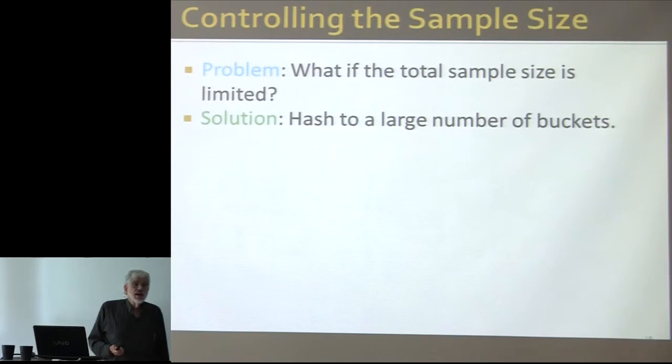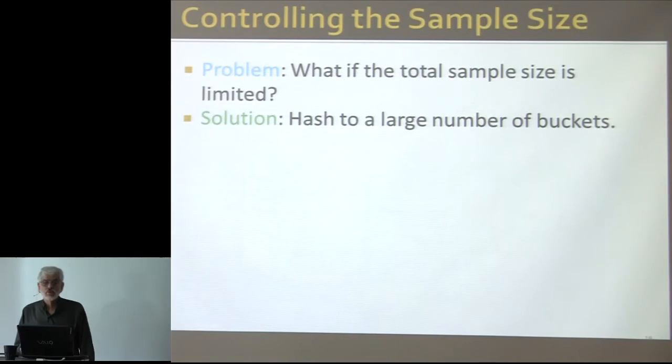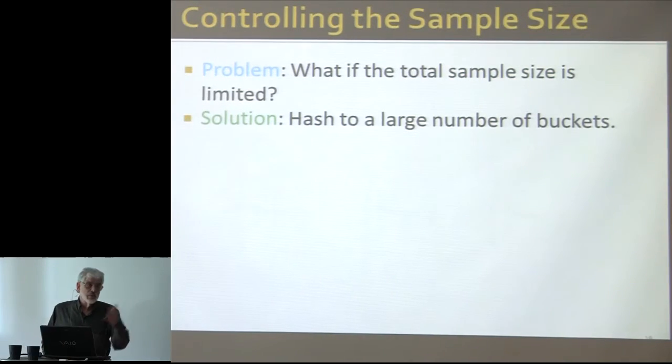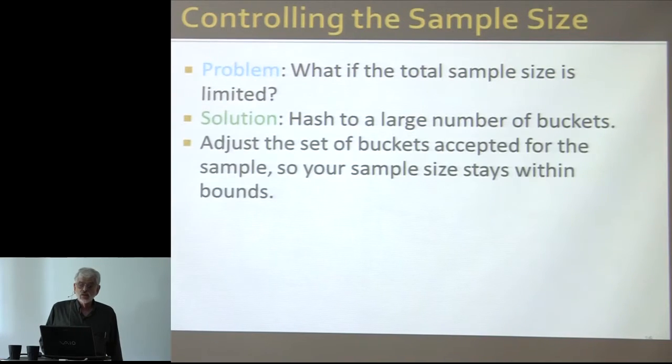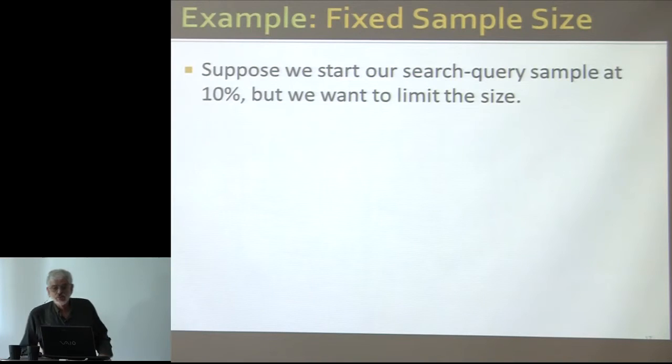Well, if you want a 1 in k sample, you don't have to hash to just k buckets. You can hash to many buckets. I think the example should make it clear.